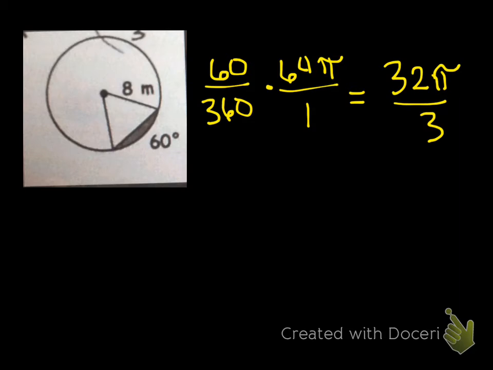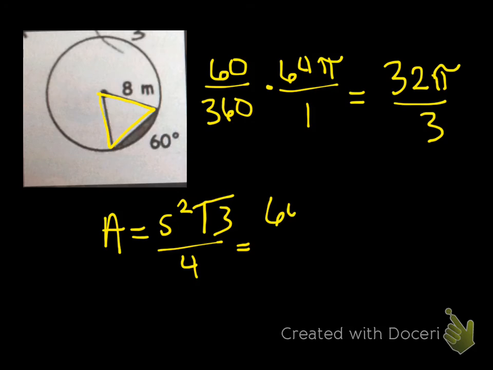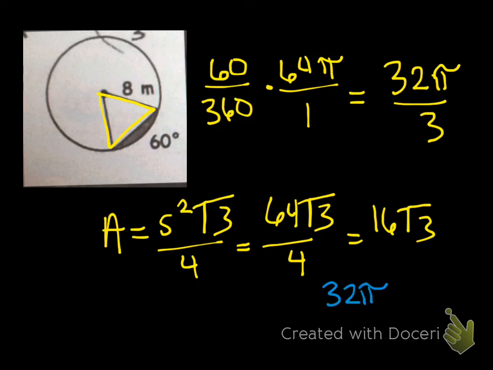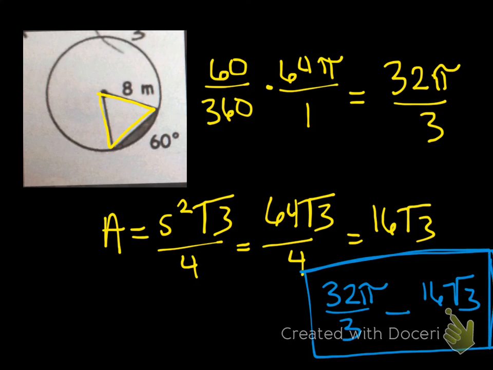Now we're going to do the segment. Remember, this is an equilateral triangle with a side length of 8. Using the area formula, it's side squared times the square root of 3 divided by 4. So we get 64 times the square root of 3 divided by 4, which is 16 times the square root of 3. So our final answer is going to be 32 pi divided by 3 minus 16 times the square root of 3. You can use your calculator to figure that out to get your final answer, but that's how you would find it.